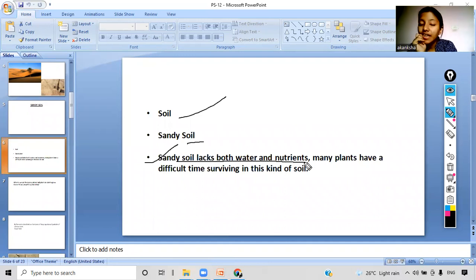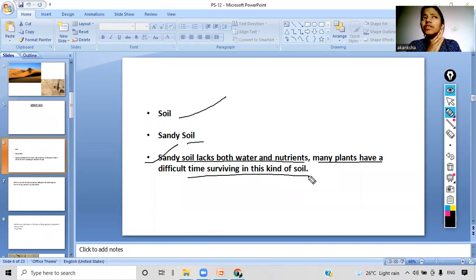Any answers from your side? As it was lacking water, no plant was growing on it. No plants means no nutrition in the soil. That's why the plants are not growing. Let's move ahead. Many plants have a difficult time surviving in this kind of soil. So yes, it is true.